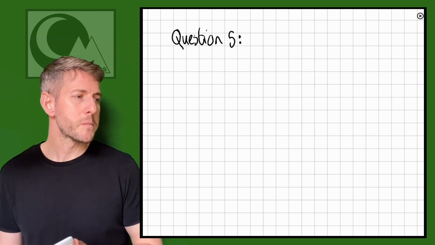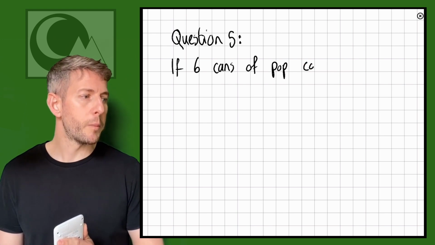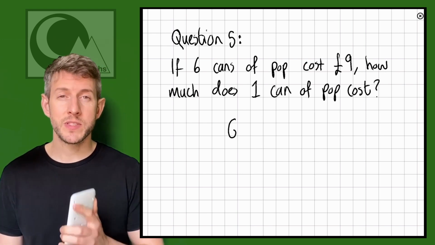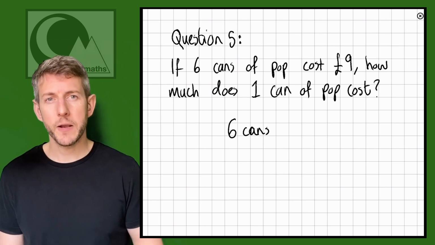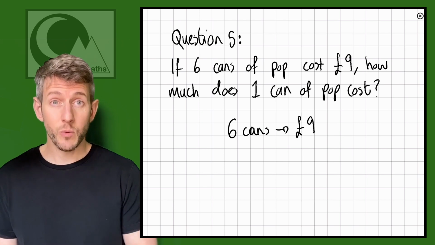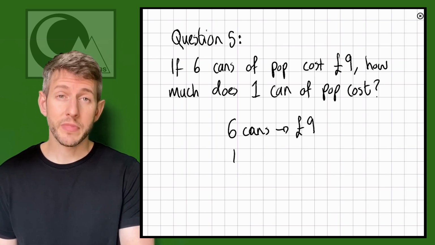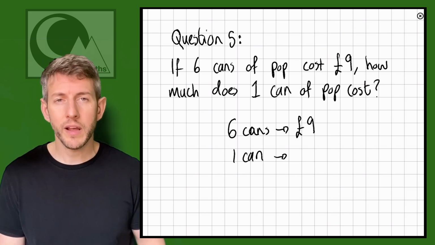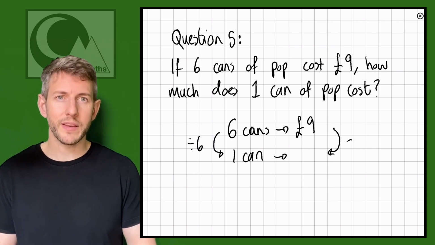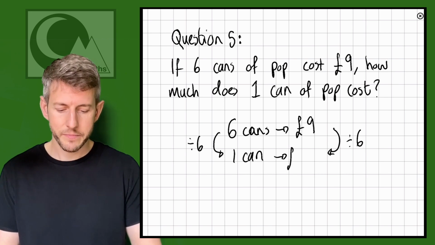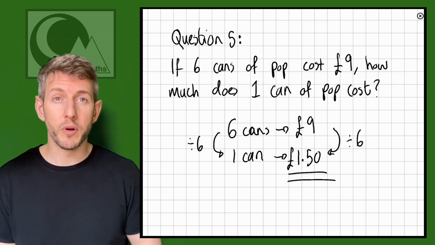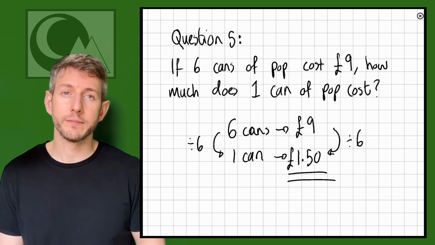Let's try another. If 6 cans of pop cost £9, how much does 1 can of pop cost? So 6 cans of pop equals £9. How much does 1 can cost? So again, what we're going to do is 6 divided by 6 to get 1, and then we need to do the 9 divided by the 6 as well. So I can do that on my calculator. 9 divided by 6 equals 1.5. So 1 can of pop will be £1.50.